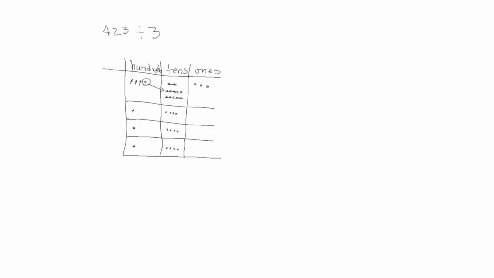And we've used all the tens, so we move to the ones place, and we have 3 ones, so we can put 1 in each group. And we've used all the ones. So for our quotient, we have 100. Here's our 100. Then we have 4 tens and 1 one. So we have 141 as our quotient. Let's try a different one.